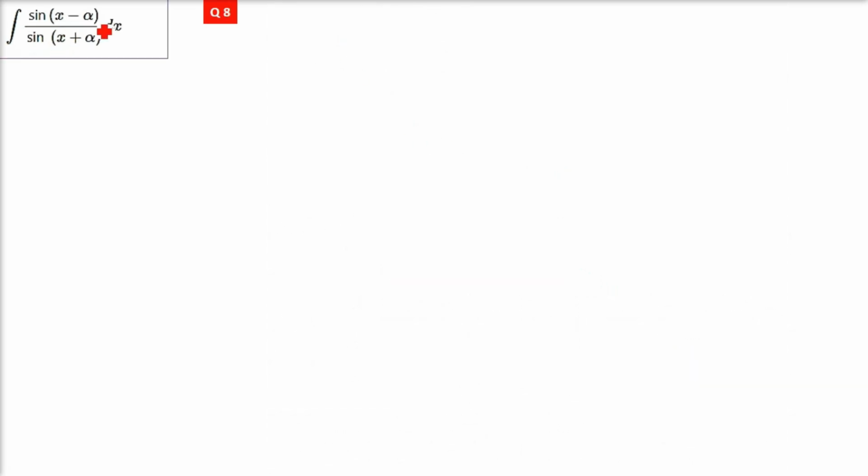Now, sin(x minus alpha) by sin(x plus alpha). Again same thing. From previous experience we have learned that most of the time the substitution is done for the denominator, so x plus alpha. Let me again reiterate, most of the time this is the case, but don't take it as every time. 10% of the time you may not take the denominator as t. But here the question is very simple. So x plus alpha is equal to t, x becomes t minus alpha. When you differentiate it, dx by dt is equal to 1, and you take this on the right, so dx will be dt.